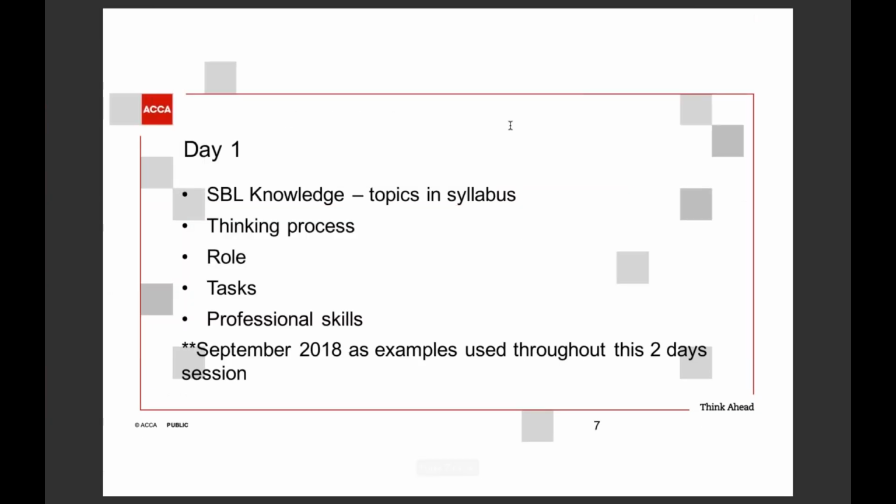This is SBL knowledge, the topics in the syllabus that we are going to cover in day 1: the thinking process, the role, the task, professional skills, and as I mentioned earlier, September 2018 as examples used throughout this 2-day session.